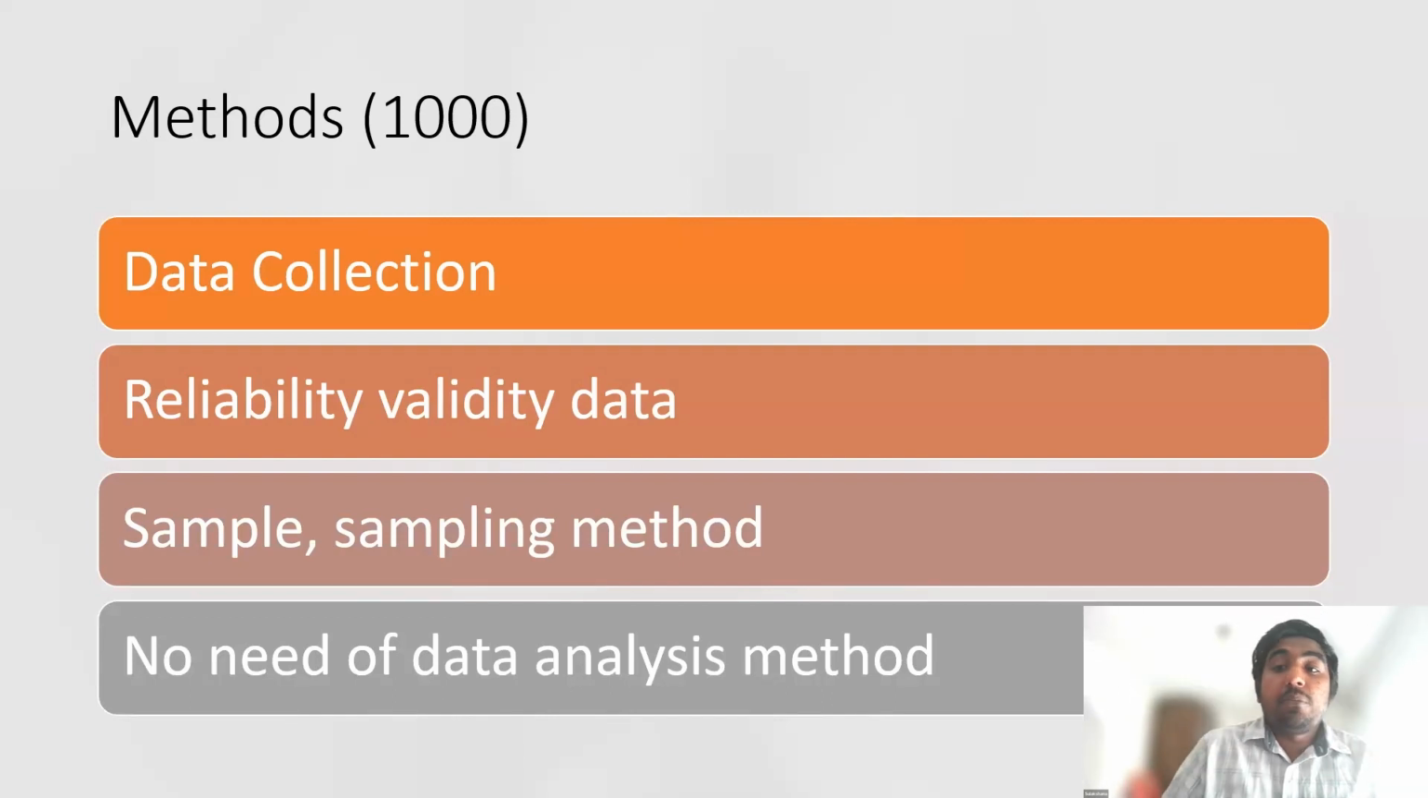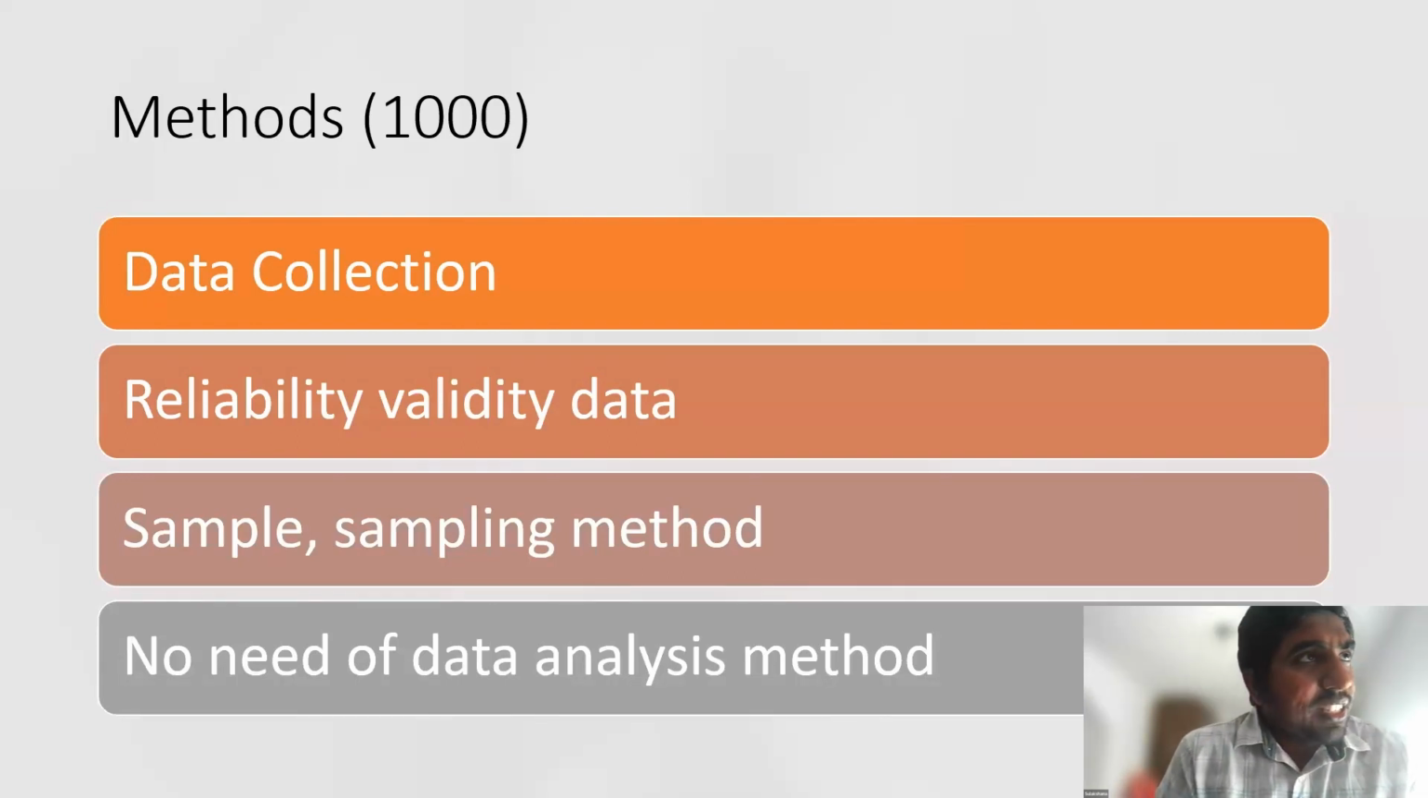Then one of the most important things is sampling. So you have to mention who your population is, from whom you collected data, and how you collected data, what your sampling method is, how you approached the people, and how you selected the respondents. If it is convenience sampling, you have to mention that. If you went for random sampling, you have to mention that.